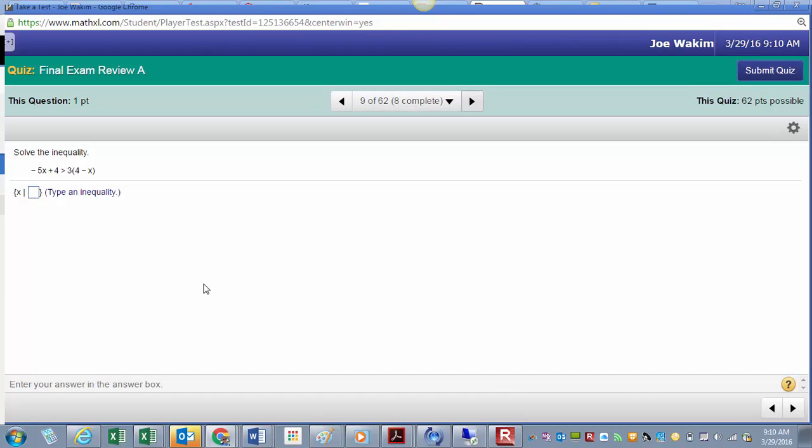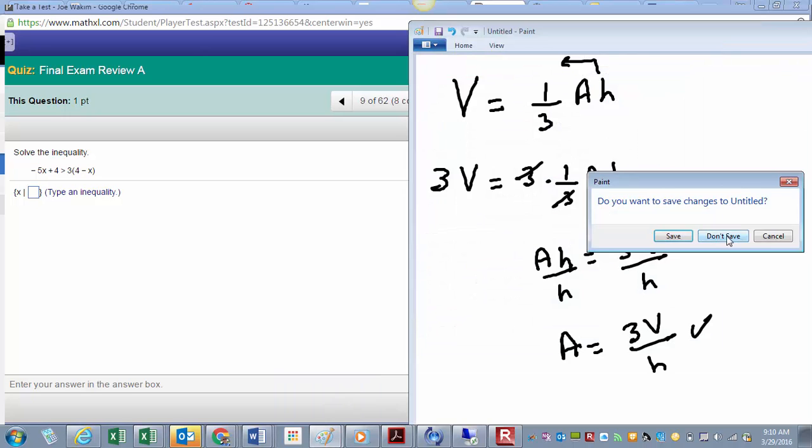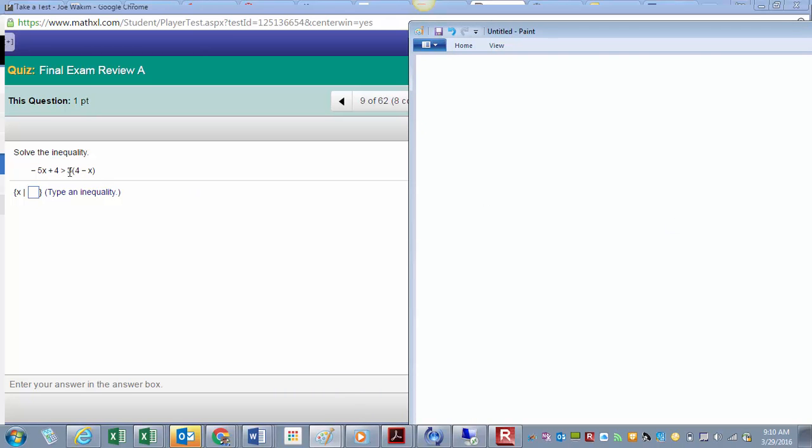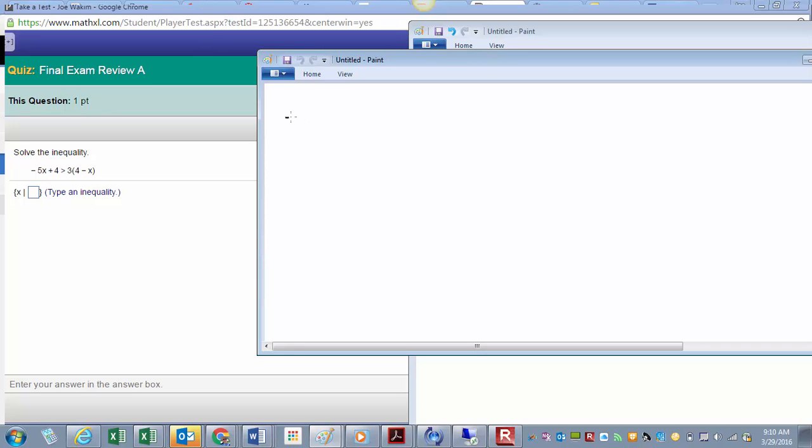Solve the inequality. Now to solve this inequality, we have to make sure we multiply this 3 first by both terms inside the parentheses. Okay, so we have negative 5x plus 4 is greater than 3 times 4, 12, 3 times negative x, negative 3x. Now again, I like to move the x to this side, the 4 to this side, so let's add 3x to both sides.